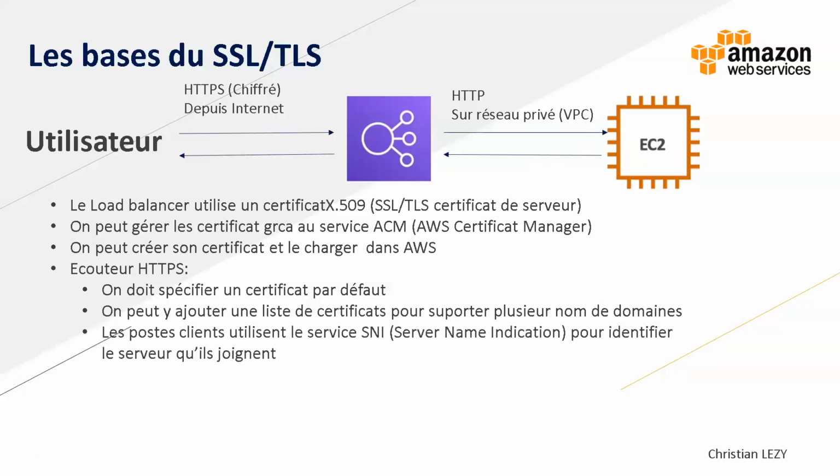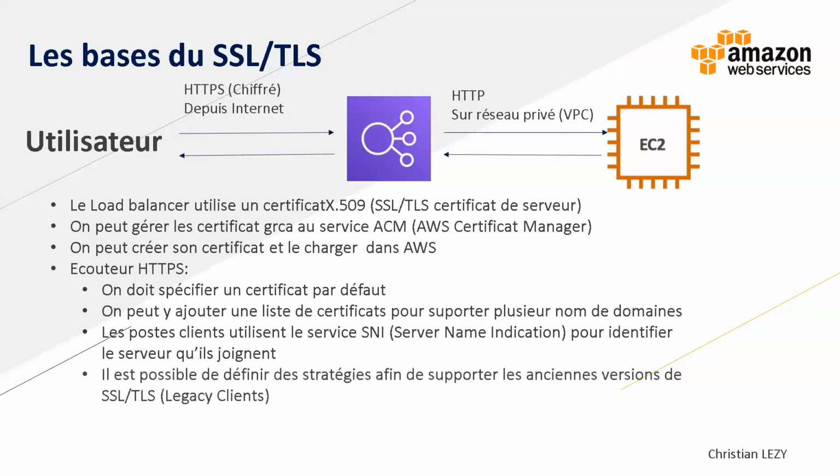A client machine uses the Server Name Indication service to identify the server they are trying to reach. Policies to support older versions of SSL/TLS on legacy clients with legacy security policies are also possible.